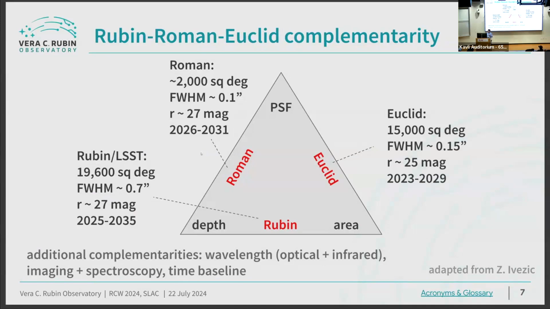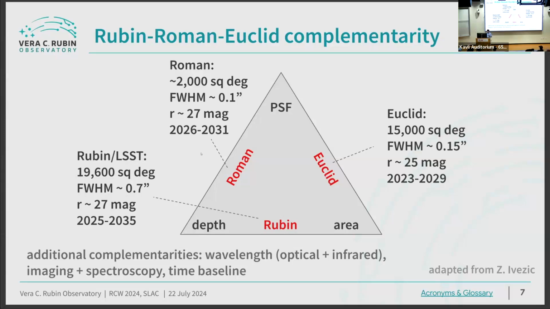PSF meaning angular resolution, so Euclid and Roman excel there because they're in space and they can get Hubble-like or near-Hubble-like resolution. Area is where Euclid, its wide survey, and Rubin LSST survey excel, a substantial fraction of the sky, a third to a half of it. And then depth is where Roman and Rubin really excel, going about 2 mags deeper than Euclid. You can see some of the various parameters here of the different surveys pulled from different resources online.